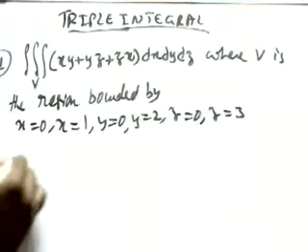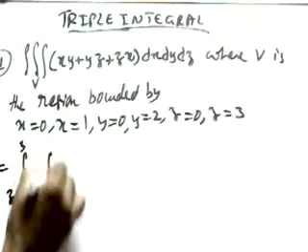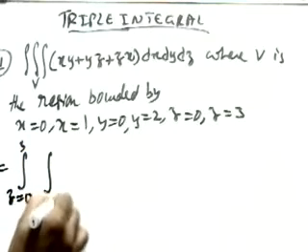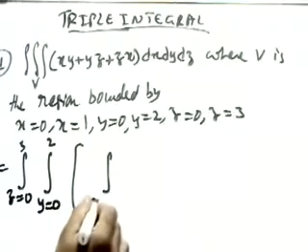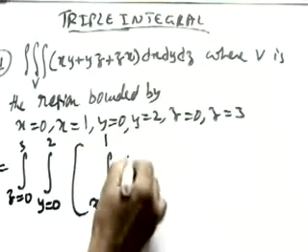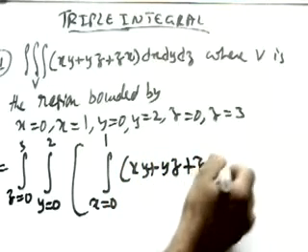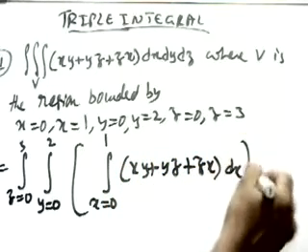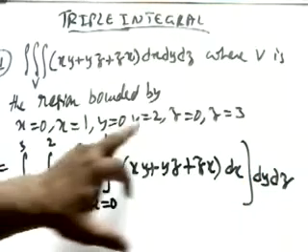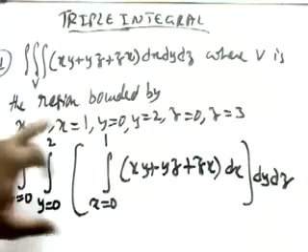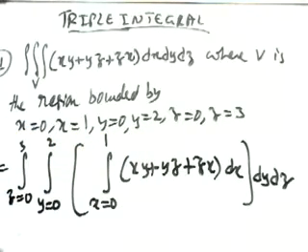So, I am doing one thing. I am writing here z equals 0 to 3, then y equals 0 to 2. I'm integrating first with respect to x. So x equals 0 to 1, (xy + yz + zx) dx, then dy dz. Now see here, z is 0 to 3, y is 0 to 2, and x is 0 to 1. So let me integrate first with respect to x.